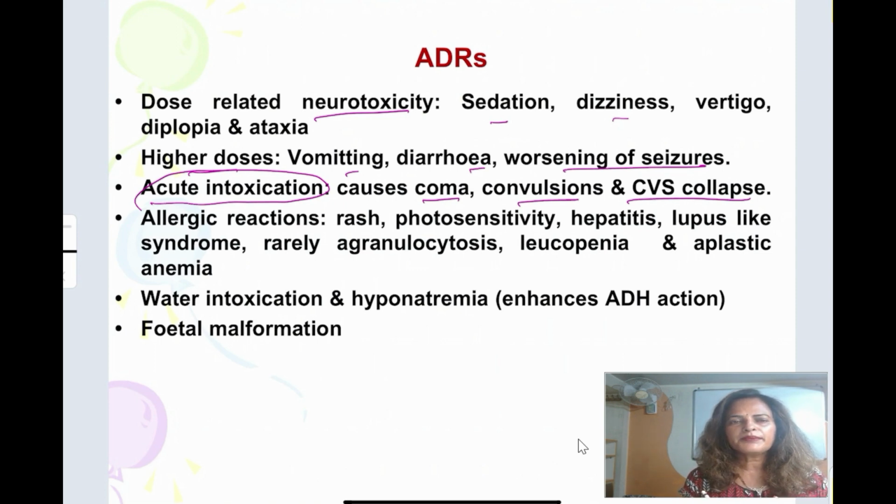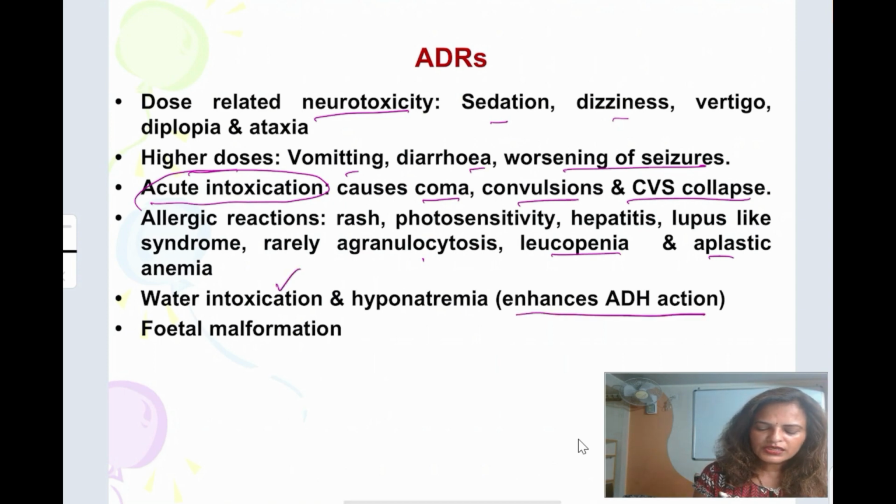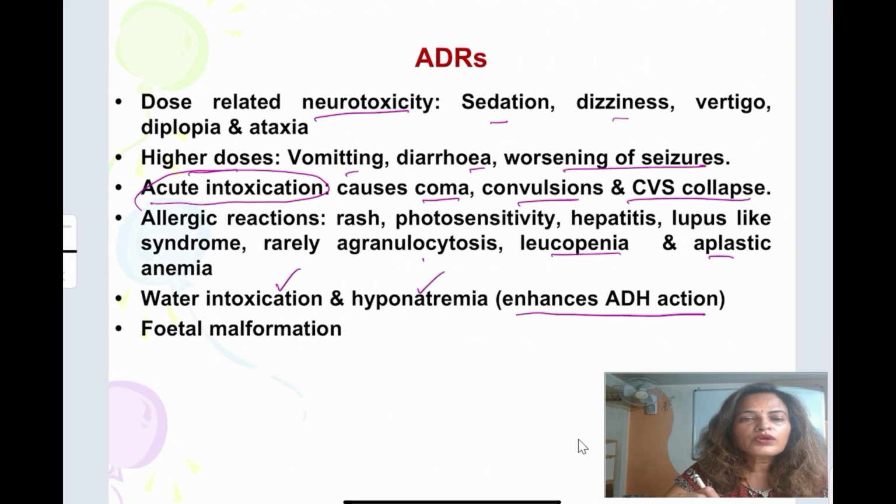So for all the antiepileptic drugs, broadly you just see one related to CNS, one related to allergy, and one teratogenicity. These three points, whenever you read antiepileptics, just look for these three side effects. Okay, agranulocytosis, leukopenia, aplastic anemia. Then because it enhances the ADH action, so water intoxication and hyponatremia. This is more with oxcarbazepine. One more side effect is hepatotoxicity, which is not seen with oxcarbazepine.